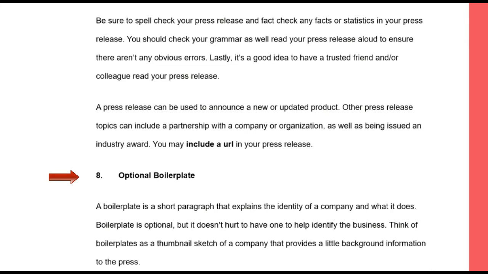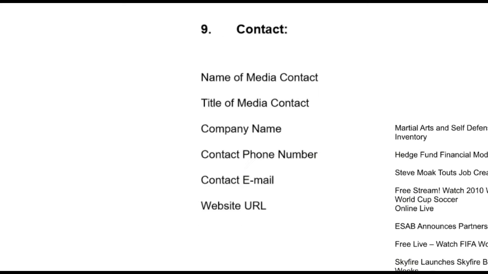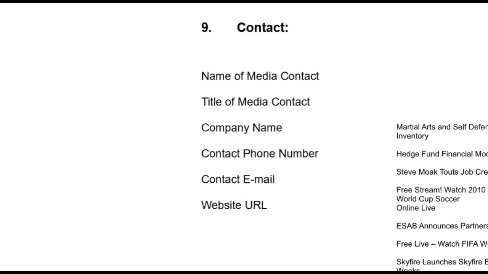I always add a boilerplate, which is a short statement about the company, what it does, and any other relevant information that will be helpful to help the reader understand the context of the press release. And lastly, add contact details, which should include the name of the media contact within the company, his or her title, the company name, telephone number, email, and website URL.